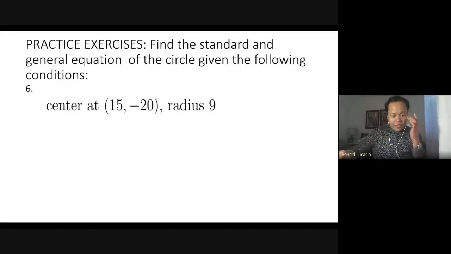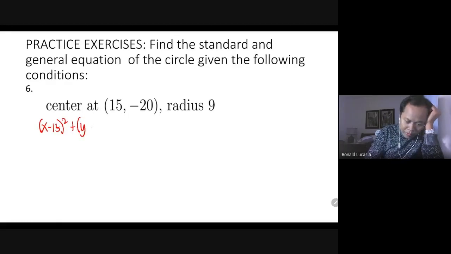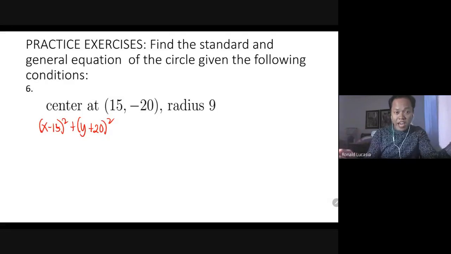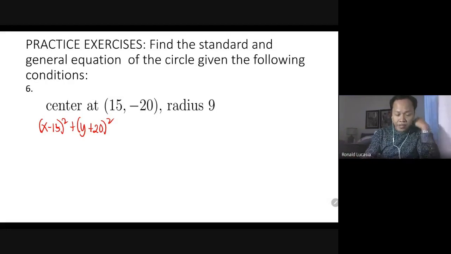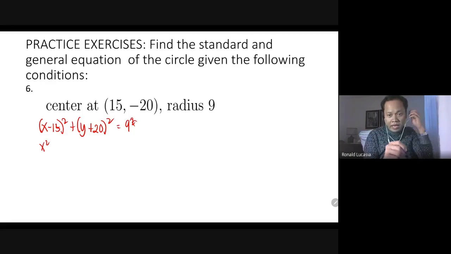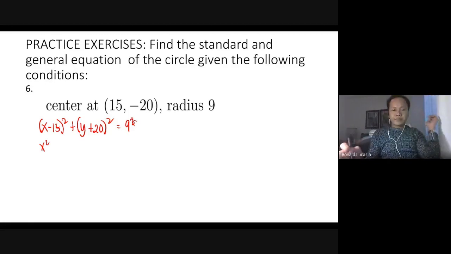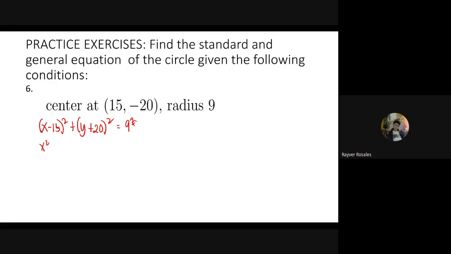Okay, let's do it. So we have (x minus 15) quantity squared, plus (y plus 20) quantity squared, because the k coordinate is negative, which is equal to 9 squared. So this will be x squared. Is it okay if I shortcut the solution, or do I need to show the (x minus 15) quantity squared? Pakita mo na lang po sir lahat.